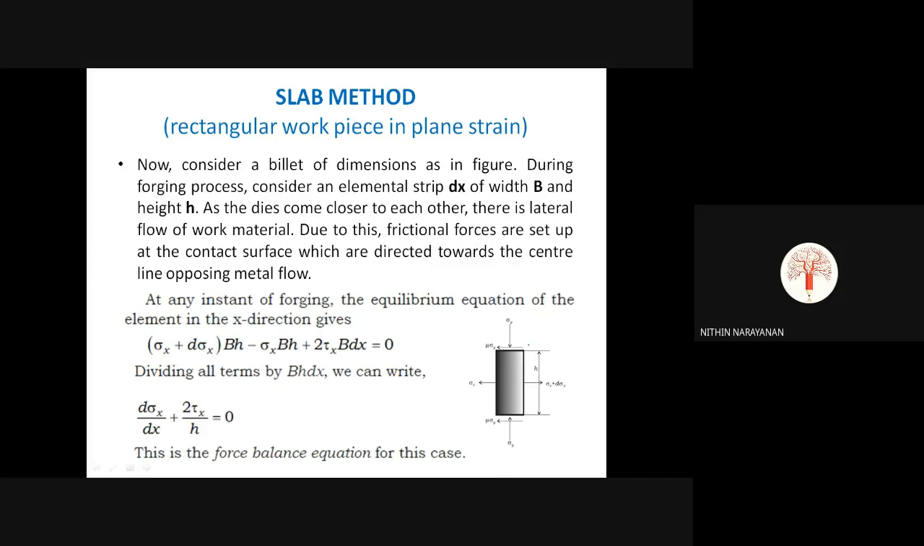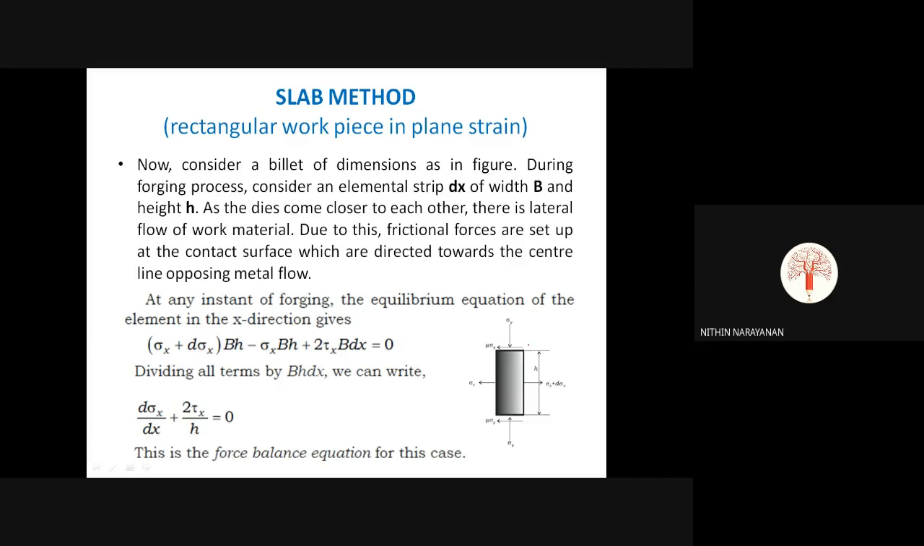So sigma h plus d sigma h into bh, bh is the area, minus sigma h into bh. That is in the negative direction, left direction. Plus 2 times tau h into bdh. Tau h is the top and bottom contact surface where shear is coming into play in the positive direction. So plus 2 times tau h into bdh. So the total will be equal to 0 in equilibrium position.